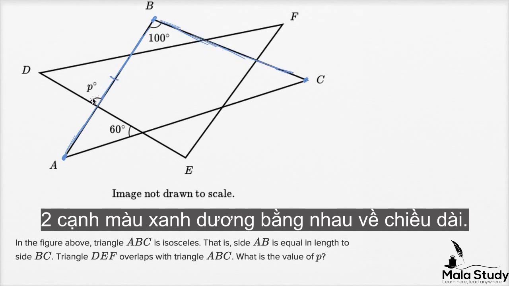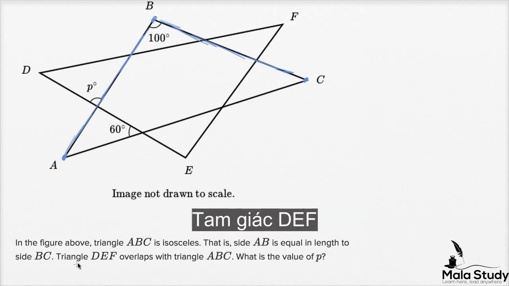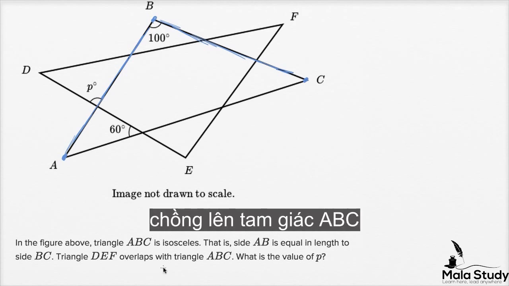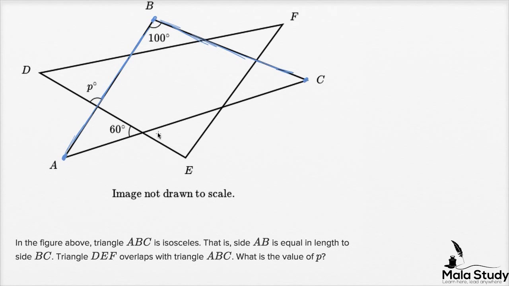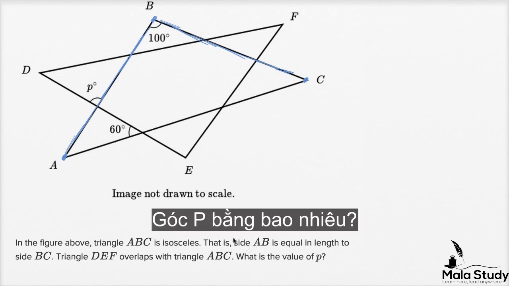Actually, I want to be careful, just because that looks like I'm saying that from that point to that point. But those two blue sides are going to be equal in length. Triangle DEF overlaps with triangle ABC. Yeah, we see that. They kind of form this Star of David, or this skewed Star of David. What is the value of angle P here?